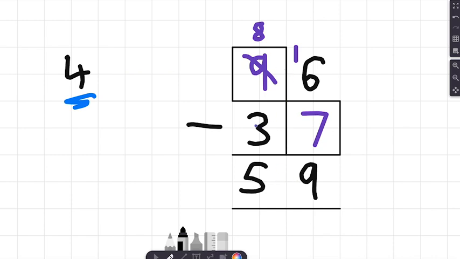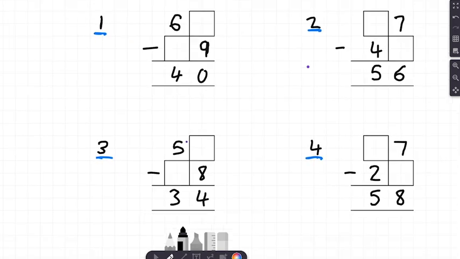And again, to check, if we do 59 plus 37, we should get back to 96. So 50 plus 30 is 80, 9 plus 7 is 16, 80 plus 16 is 96. So that works. And you can always do the inverse, which is the addition, to check to see if your subtraction works as well.